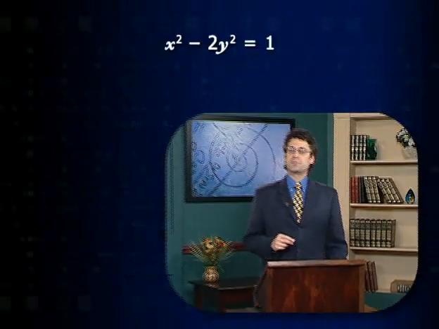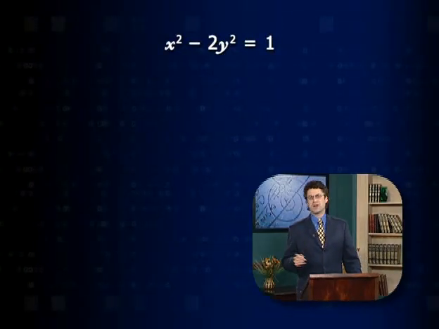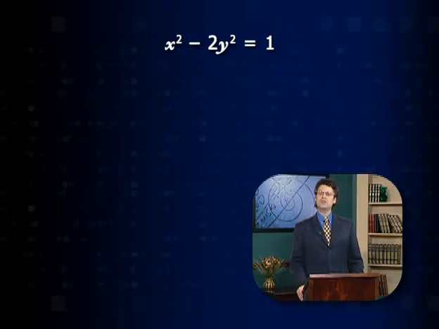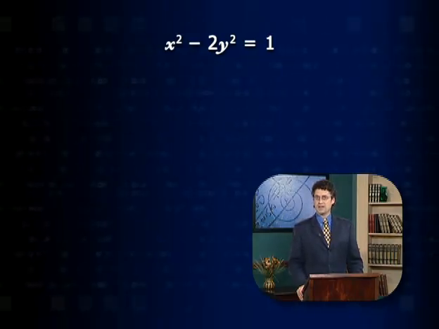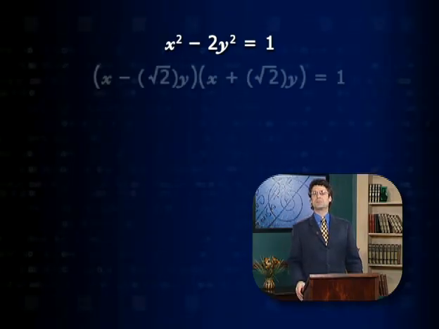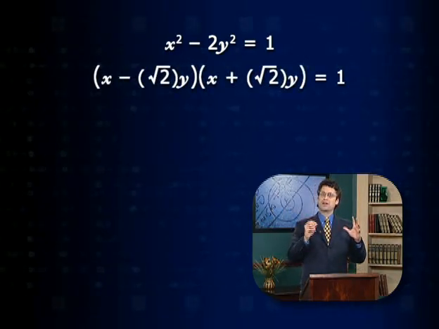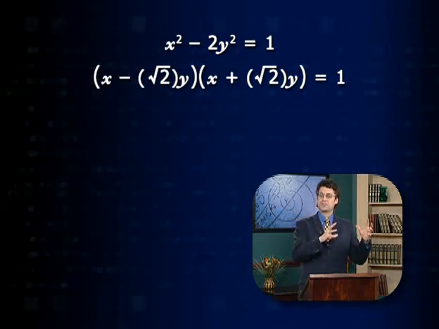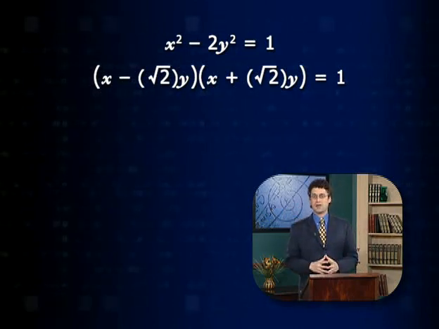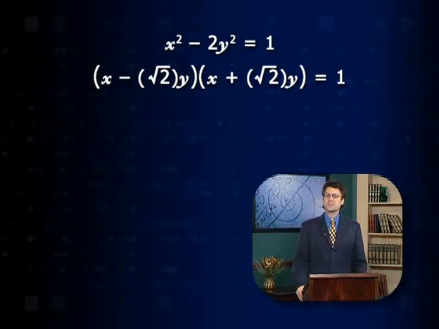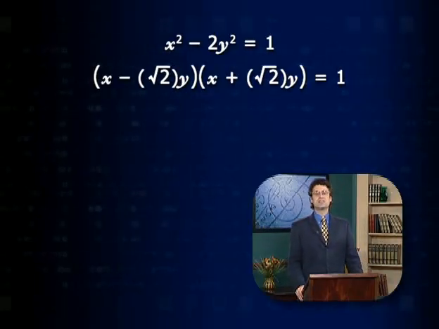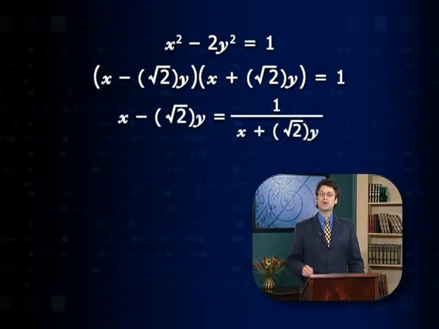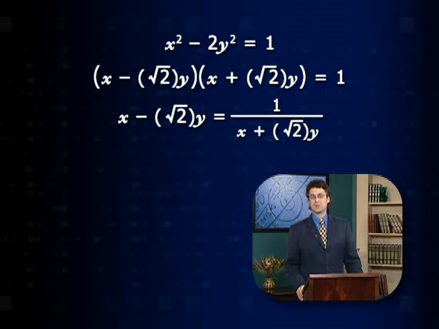We'll study the specific Pell equation x squared minus 2y squared equals 1 to illustrate a much more general theory at work. If we factor the left-hand side of this equation, then our equation becomes x minus the square root of 2 times y multiplied by x plus the square root of 2 times y, all equals 1. If we now divide both sides by the second factor, then we'd see that x minus the square root of 2 times y equals 1 over x plus the square root of 2 times y.